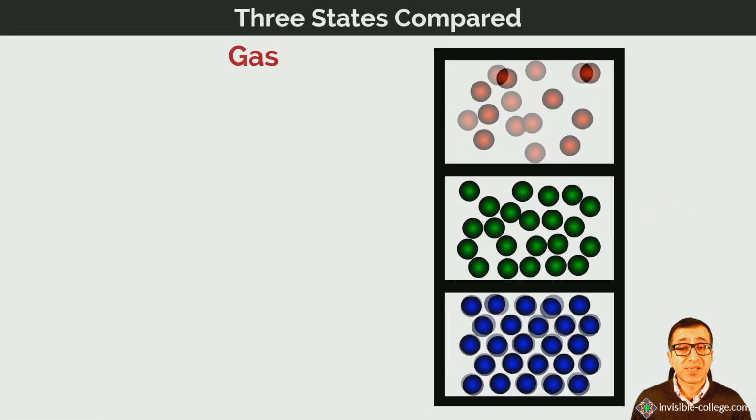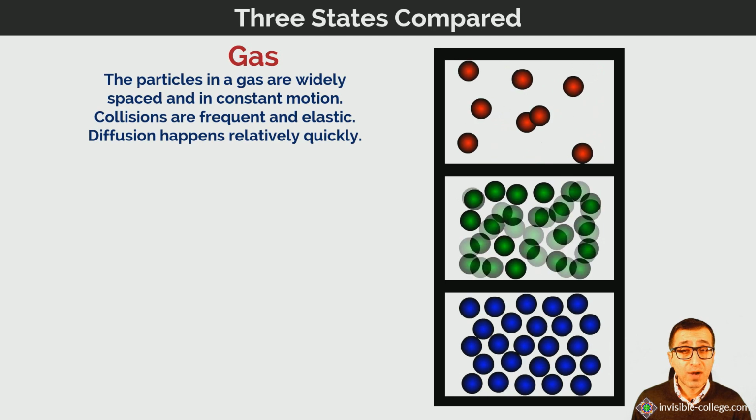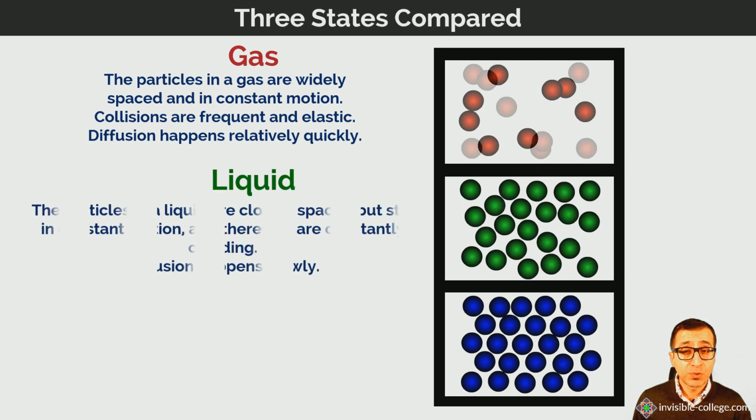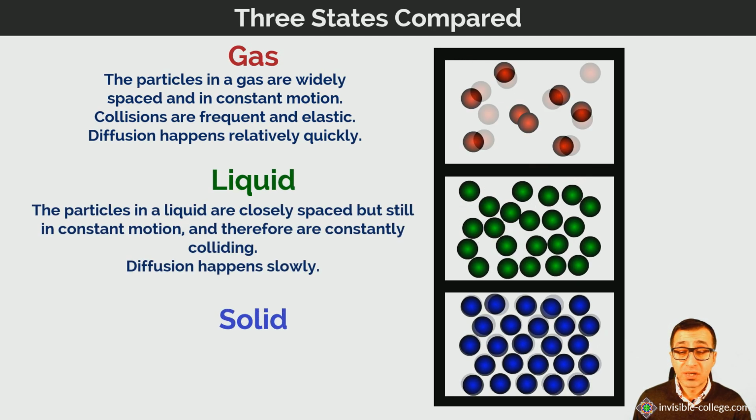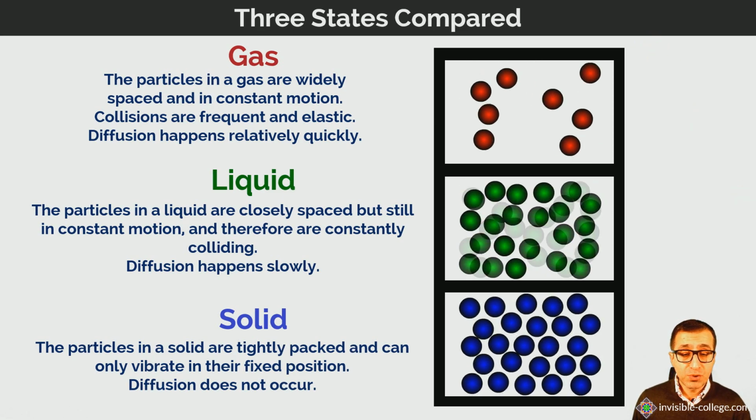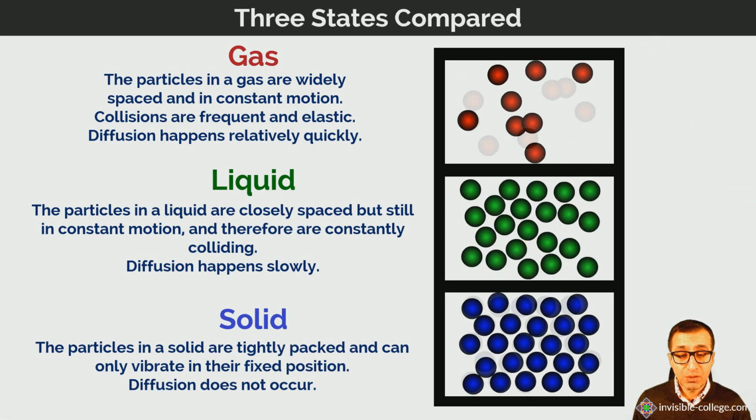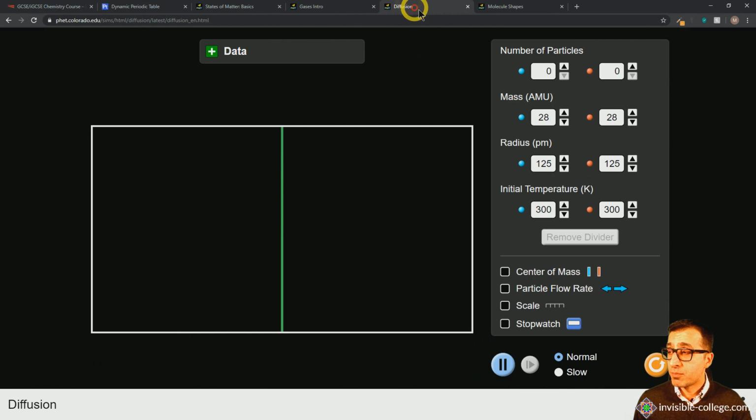So when we compare the three states of matter, we see these relative comparisons. Now, it's important to note here that there is the phenomenon of diffusion. Now, diffusion refers to the random motion of particles from a region where they're in high concentration to a region where they're in lower concentration.